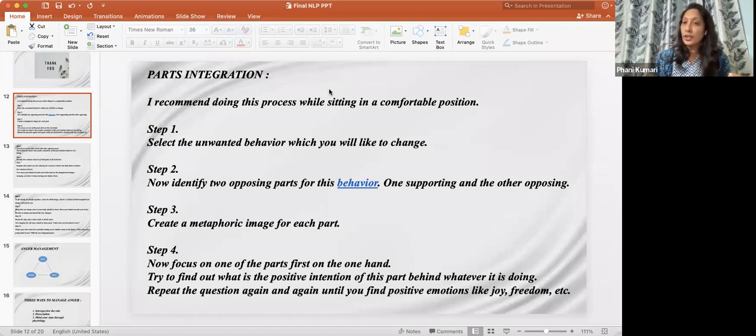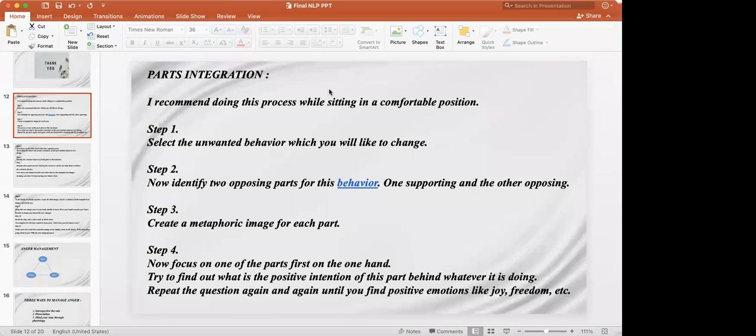So in order to overcome this, in order to take a decision in a right manner, do remember, as I said, NLP is a toolkit. This NLP can be used in different ways. It is not that one particular technique is used only for one particular purpose. How it can be utilized.